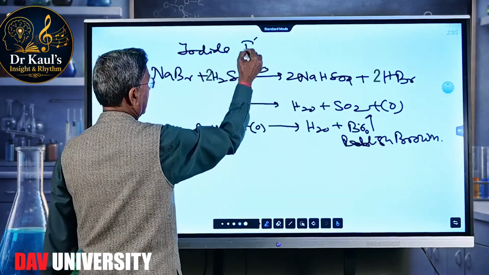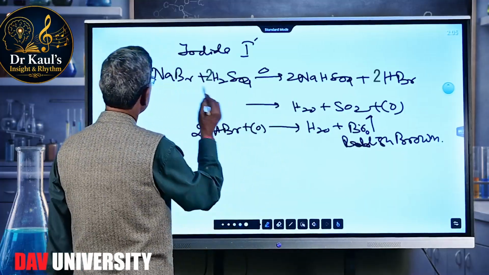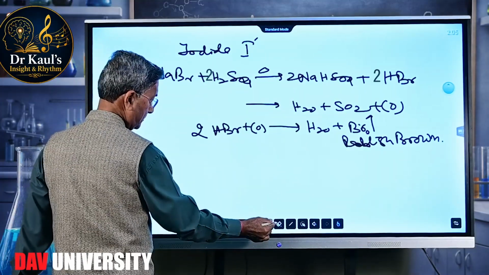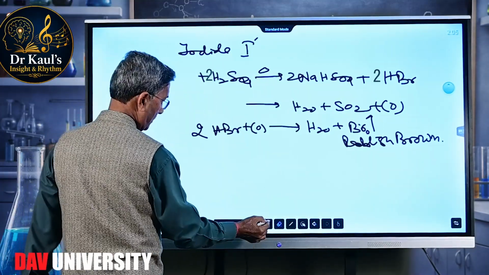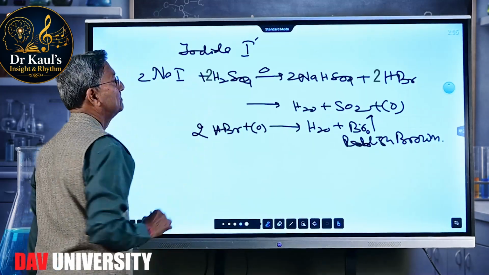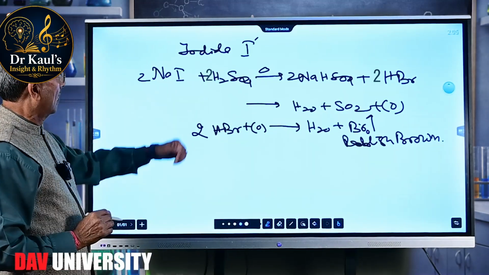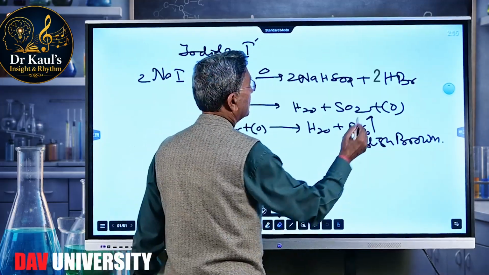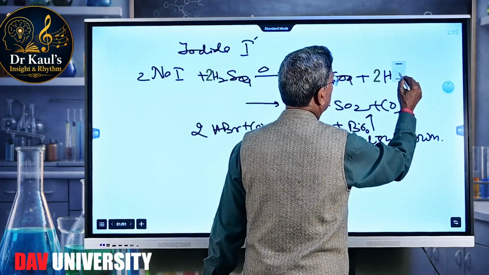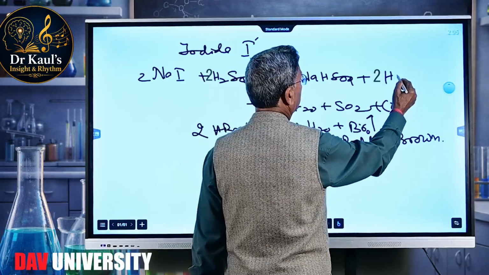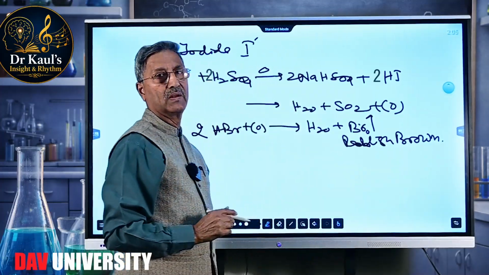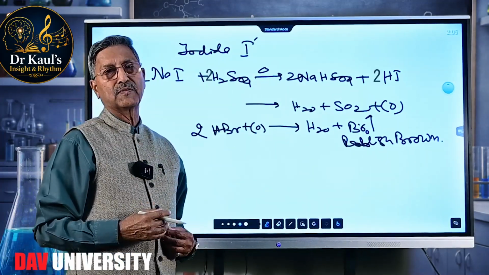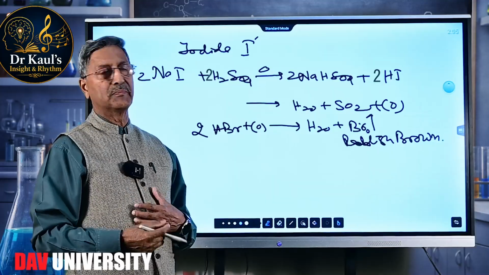Suppose we have got sodium iodide with us. On heating with H₂SO₄, this gives us NaHSO₄ plus we'll get HI. HI itself is not colored.